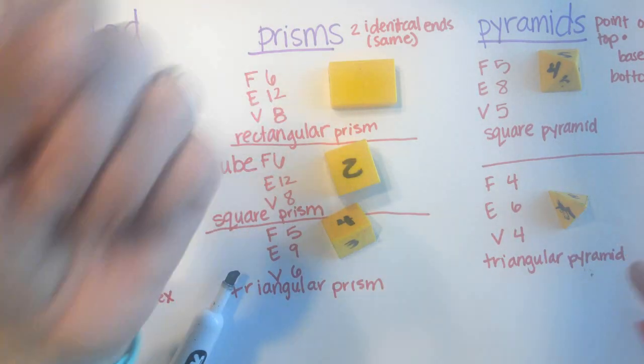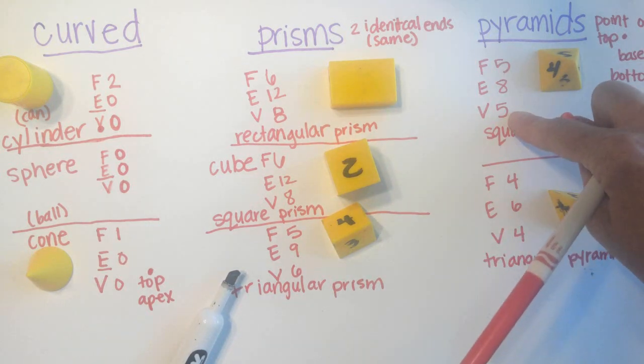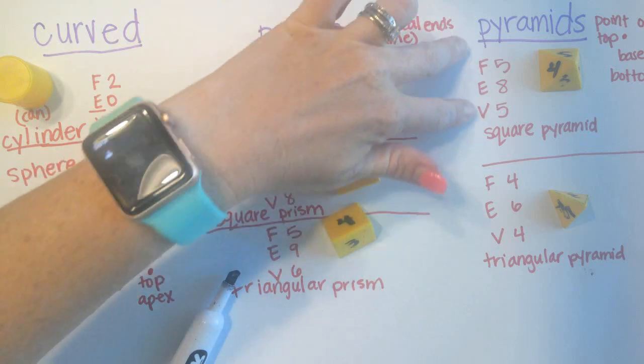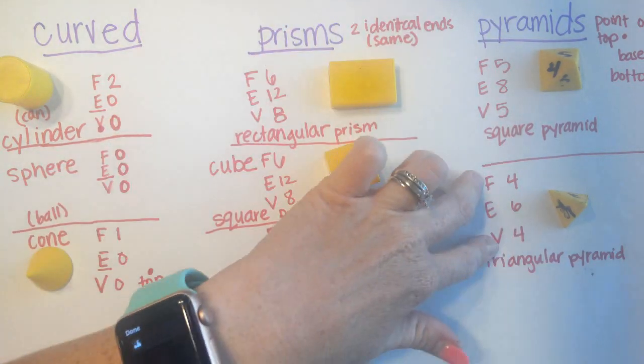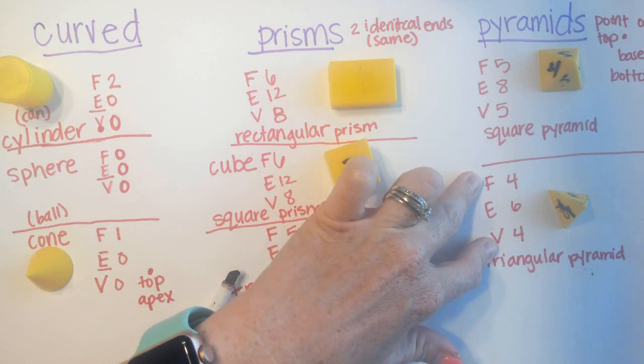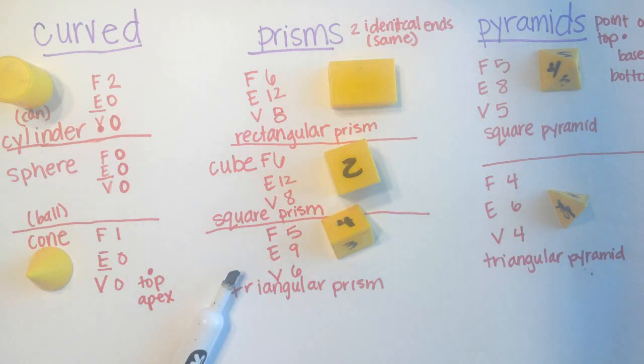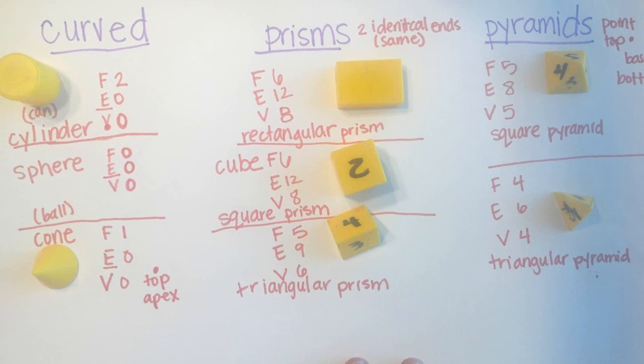Okay, so you'll notice the faces and the vertices are the same for each pyramid. So they should match, and then the faces and vertices of the triangular pyramid should match. Okay, so there are patterns that you can look for when you're working through your 3D shapes. And I hope that helps you guys get started.